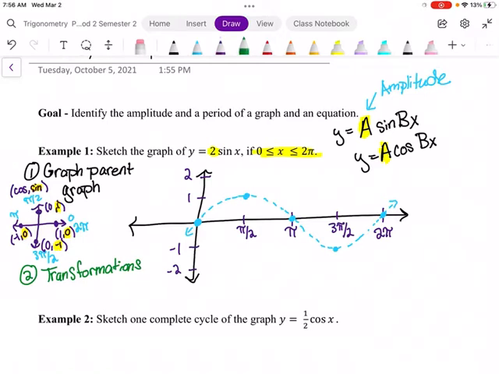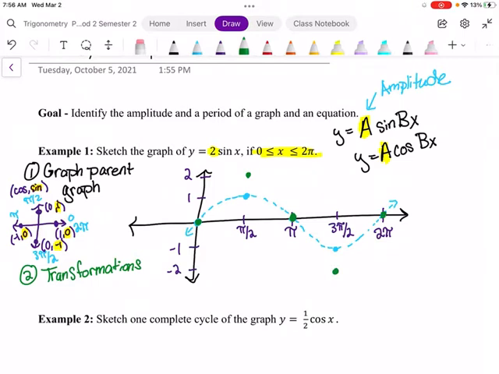So our first point was at 0, 0, and 0 times 2 is still going to be 0. Then we have the point pi over 2, 1. And 1 times 2 is going to be 2. And then it goes 0 again. -1 times 2 is -2. And 0 times 2 is 0 still.